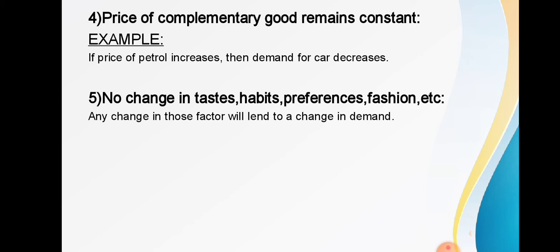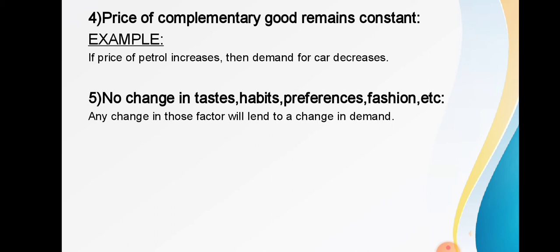So the fourth assumption says that the price of complementary goods should remain constant. For example, if the price of petrol increases, are you getting? If the price of petrol increases, then the demand for car is going to decrease, because car and petrol both are complementary goods. So there should not be any change in the price of the complementary good. Is this clear?